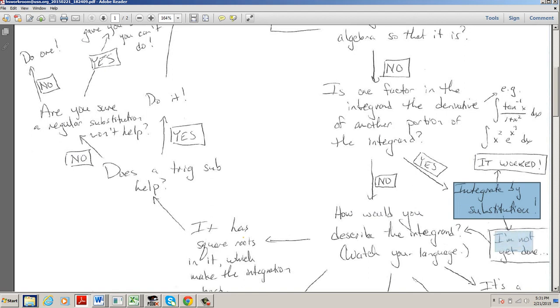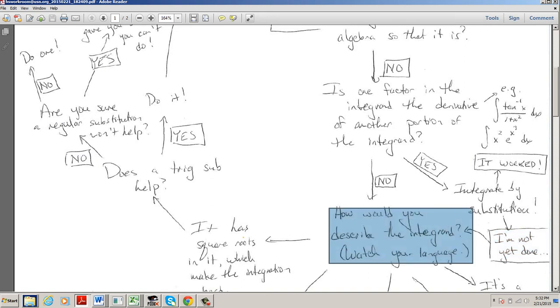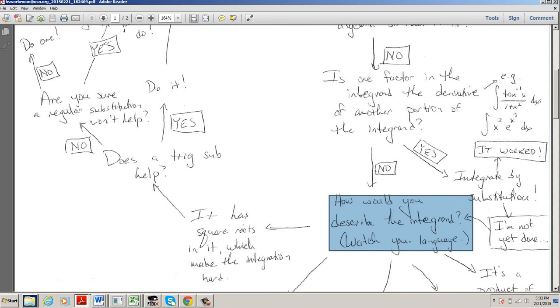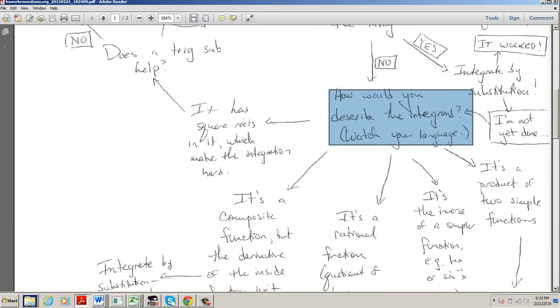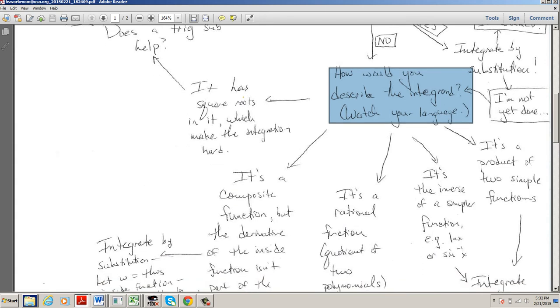Okay, but if you find that you're not yet done after an integration by substitution, then just think about what kind of integrand are you looking at? How would you describe the integrand? In a productive way. If you would say the integrand stinks, the integrand is gross, I don't like the integrand, that's not helpful. Okay, so describe the integrand in some way that you can do something with it.